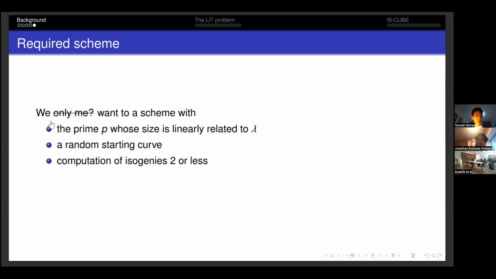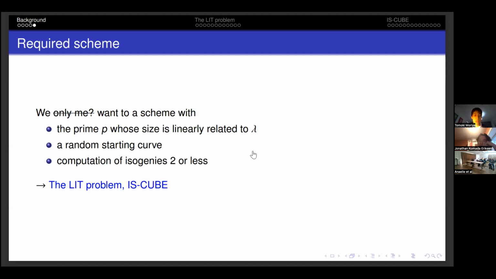So we want a scheme with the prime P whose size is linearly related to lambda, using a random starting curve, and not using the computation of 4 or 8 dimensional isogenies. So this is the research question, and the answer to the question is the LIT problem and IceCube. And IceCube satisfies these 3 properties. Okay, this is a very easy background of my study.